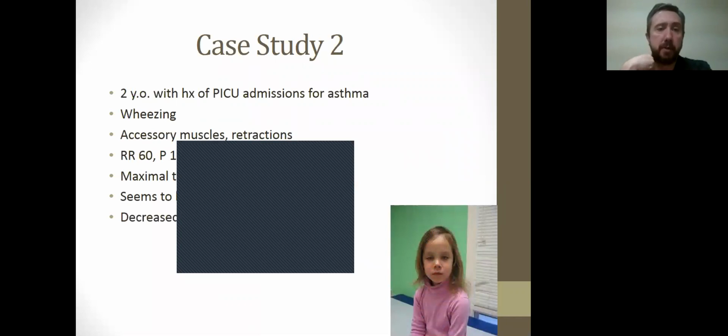A 2-year-old with a history of pediatric intensive care admission for asthma. She's wheezing. She's using accessory muscles. Her respiratory rate is 60, heart rate 180, 84% on room air. She's on maximal therapy such as dual nebs and corticosteroids and so forth. She's fatiguing. Okay, that's indicating failure, specifically in a pediatric patient. She has decreased air entry.